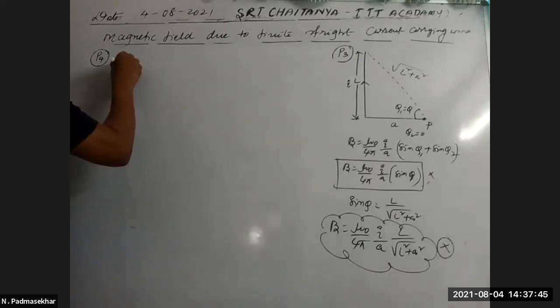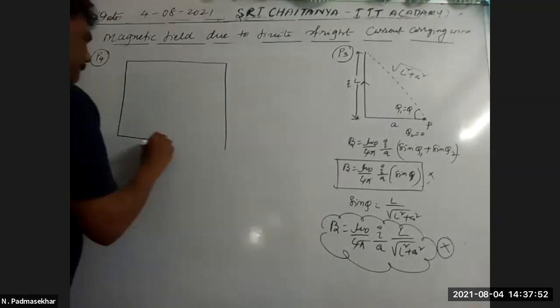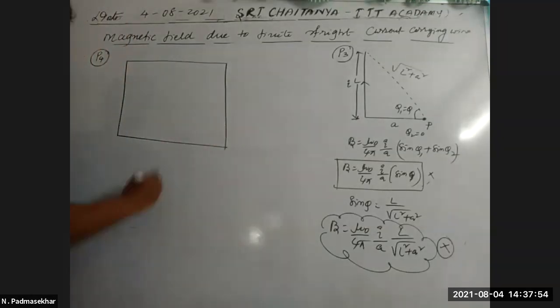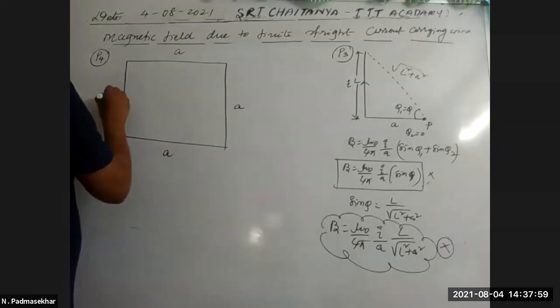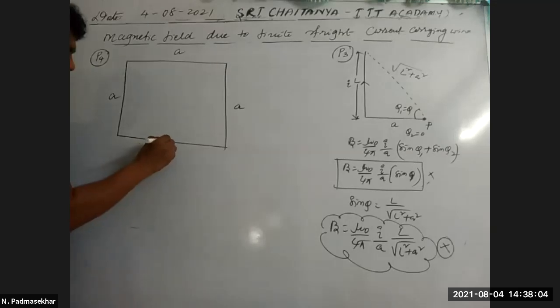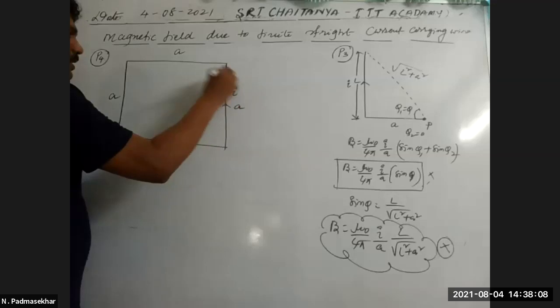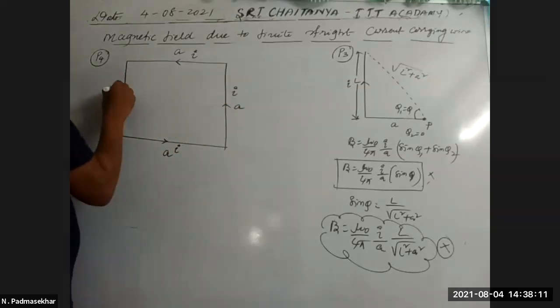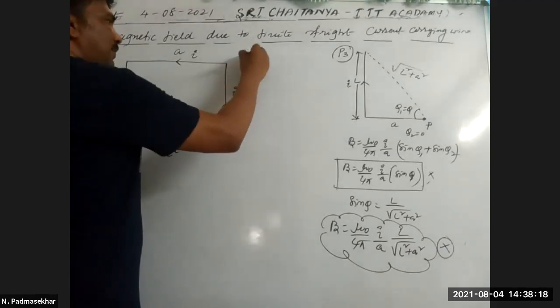Suppose here there is a square loop. This is the square loop of side A. The current is passing like this. This is the direction of the current. Current I is circulating in the loop. So find the magnetic field.